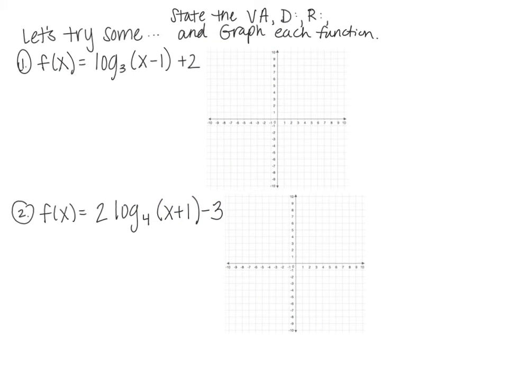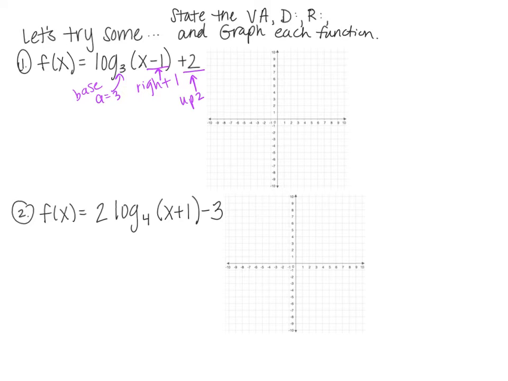Looking at this first example here, I'm just going to describe it first so we can see what's going on. I see a minus 1 here, so that means that we're going to move to the right 1. I see a plus 2 here, so I'm going to move up 2. 3 is going to be the base of our function, which is our a. Now what we want to do is generate the vertical asymptote, the domain, the range, and be able to graph it just by knowing these things. So let's see what we've got here.